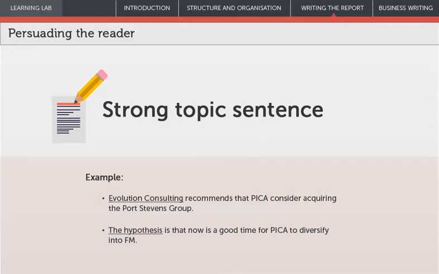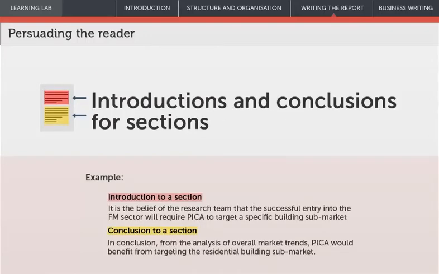Strong topic sentences reinforce your argument and help persuade the reader. Both topic sentences below have a clear direct message. Notice how the topic comes at the beginning of the sentence. Use section introductions and summaries to clearly state and restate your view. This acts as a reminder to the reader and emphasises the consistency of your argument.